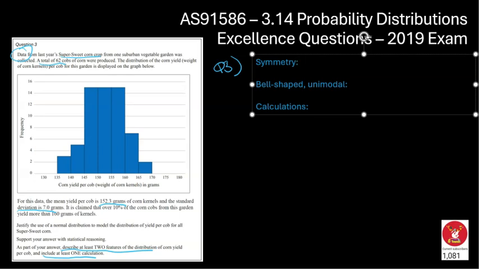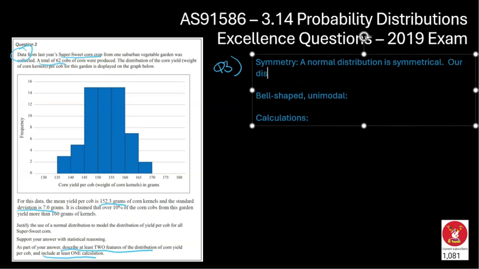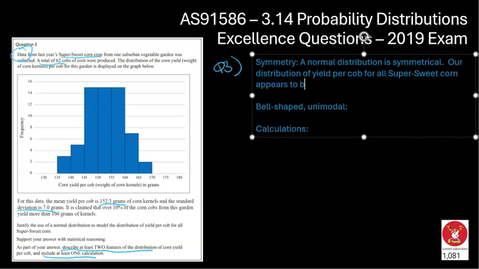And when we're answering these, it's really important to note we're comparing a theoretical bell curve with the data we've got, so we have to make the comparison. So I'm going to start off with a normal distribution is symmetrical. So that's starting with what a normal distribution would look like. And then I'm going to go into our distribution of yield per cob for all super sweet corn appears to be symmetrical through the line y equals 152.5.